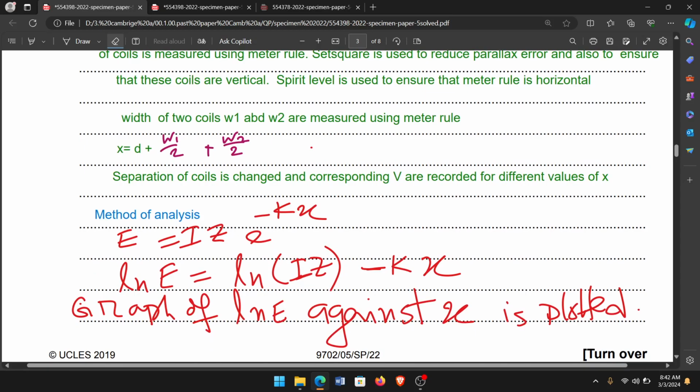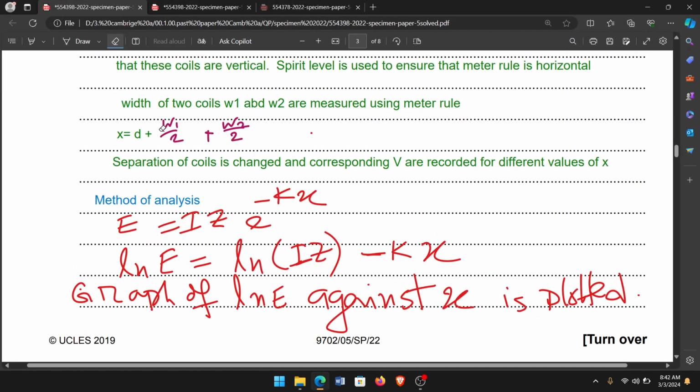The widths of the two coils, W1 and W2, are measured using a meter rule. Then X is the distance between the two inner surfaces plus half of the width of the first coil and half of the width of the second coil, right? The separation of the coils is changed and the corresponding V are recorded. How can you change X? By increasing the separation between the coils.